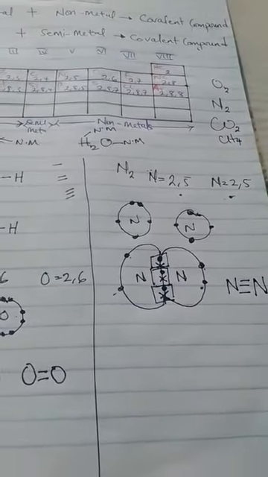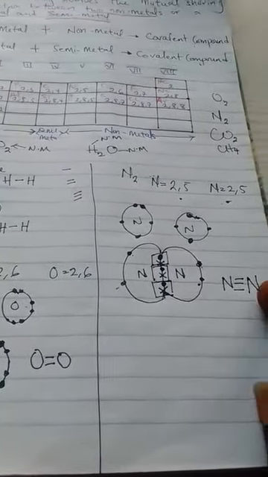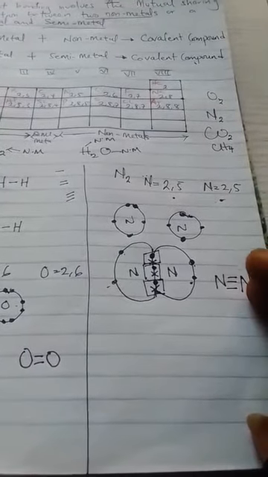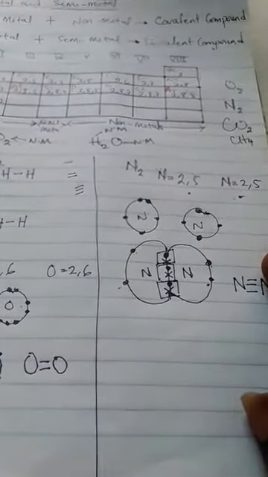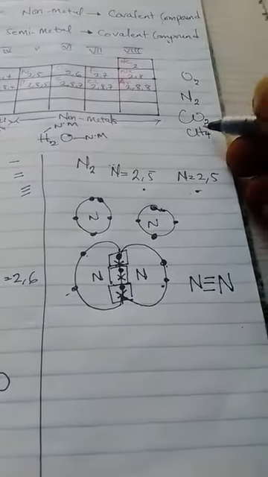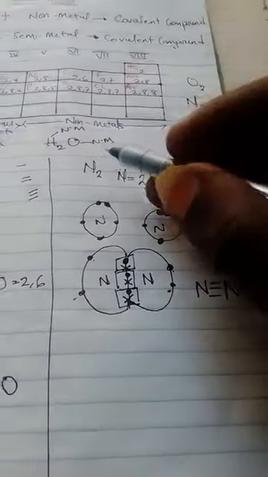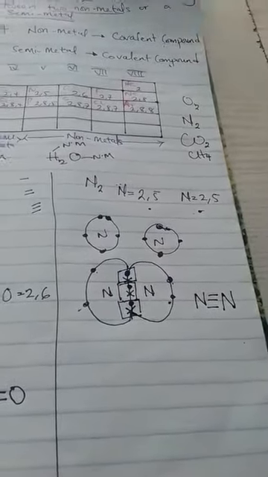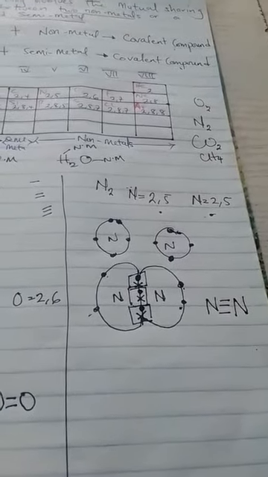So that is covalent bonding for a gas of the same atom. In the next video I'm going to do covalent bonding for compounds like CO2, CH4 and water. That is for compounds where the elements bonding are not the same, but different.